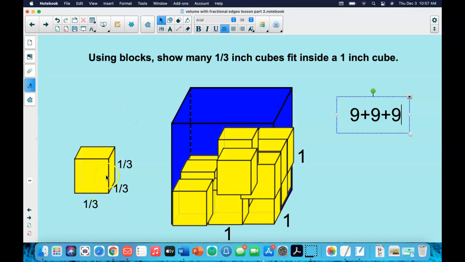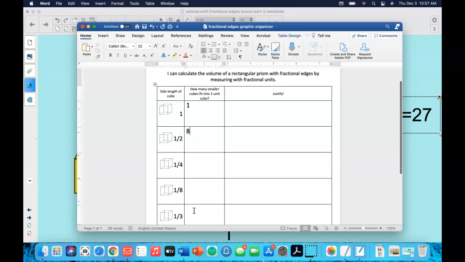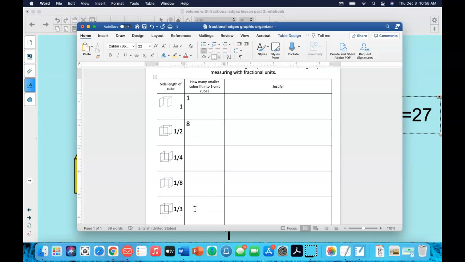How many of these 1/3 inch cubes will fit in here? So 9 plus 9 plus 9 is 27. So if I come back over here to my graphic organizer and I scroll down, how many of the 1/3 inch cubes fit into a 1 inch cube? Well, the answer is 27. So now that we know that, what do we think about a 1/4? How many 1/4 inch cubes will it take to fit into a 1 inch cube?